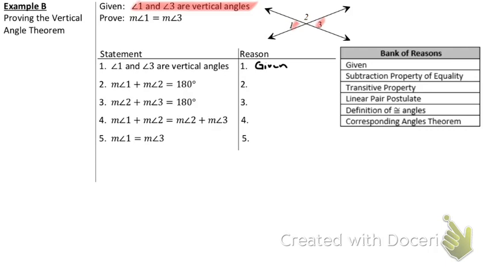So I'm going to kind of just color code this real quick. Angle 1 and angle 2 are equal to 180. When we have this situation, that's called a linear pair. So if you look at our bank of reasons, we have what is called the linear pair postulate. We used this before. So we are now going to put down linear pair postulate.